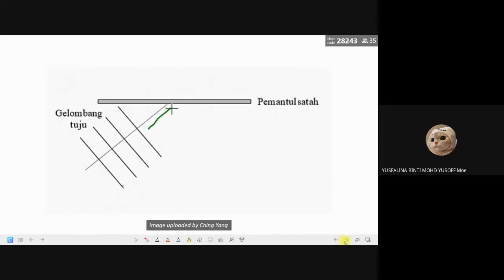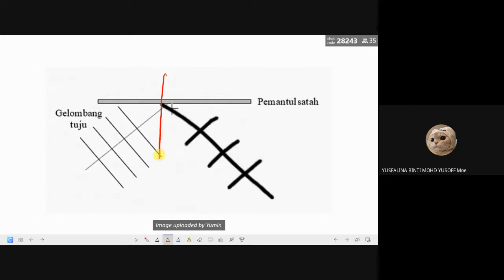Okay, Ki Hao, not finished yet. Qing Yang also. Jun Kiat, no normal line, no I, no R, no angle to show there. Okay, Yumin also, no I, no R. Okay, no normal line, no direction.